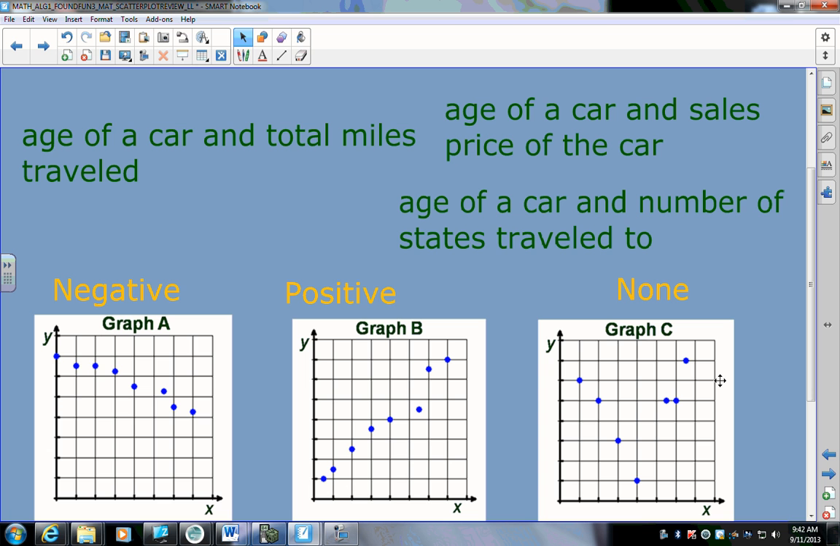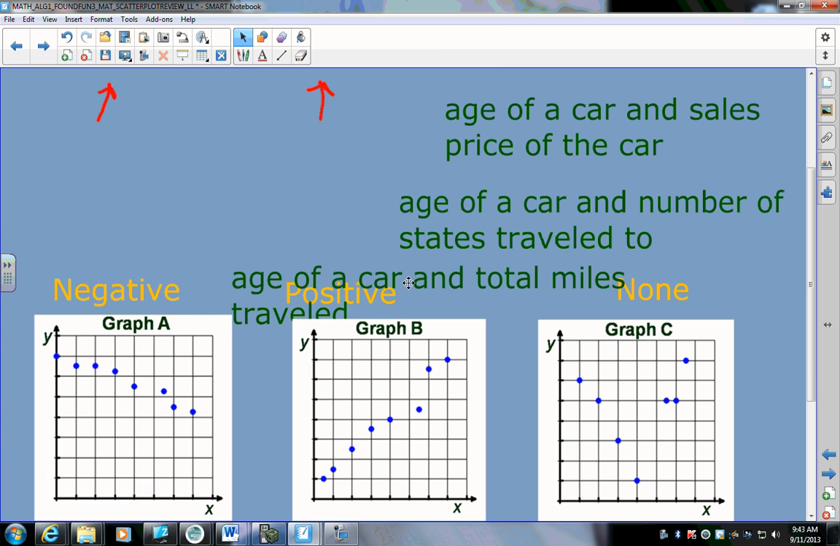Now, it talks about up here the age of a car and the total miles driven. The older the car is, how many miles normally are on there? More. When both are going up, think of it like a positive times a positive. What is a positive times a positive? A positive times a positive is a positive, when the signs are the same. So this is going to be a positive.